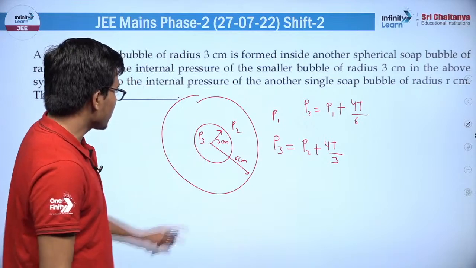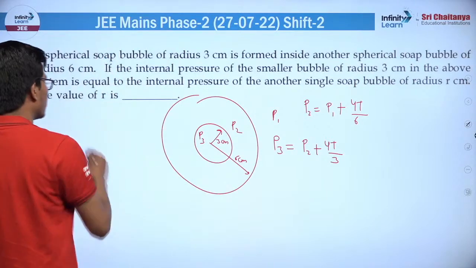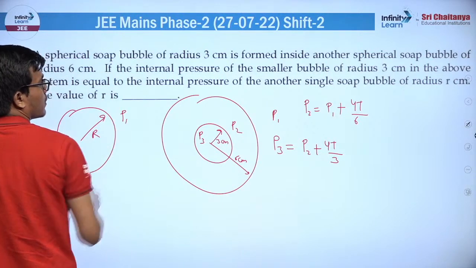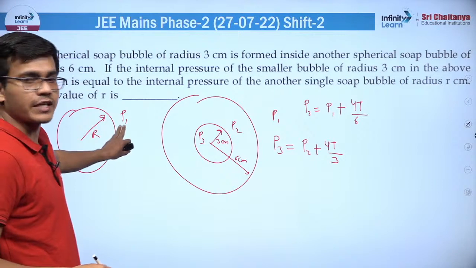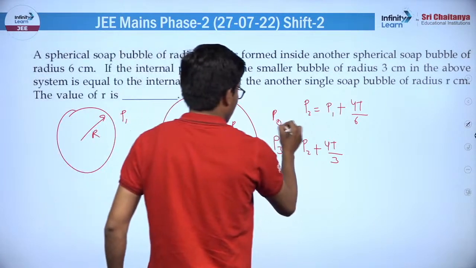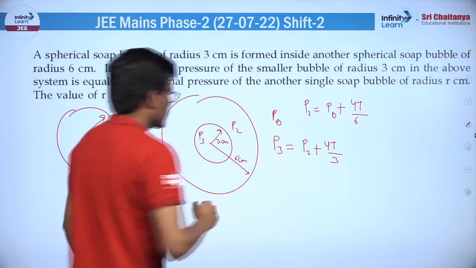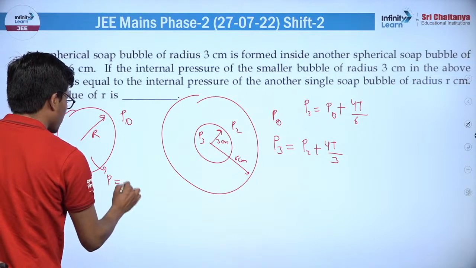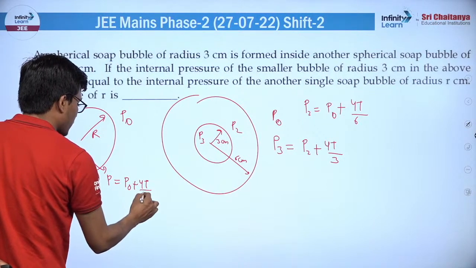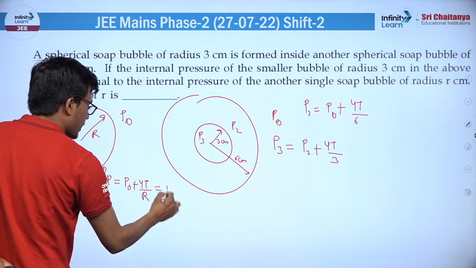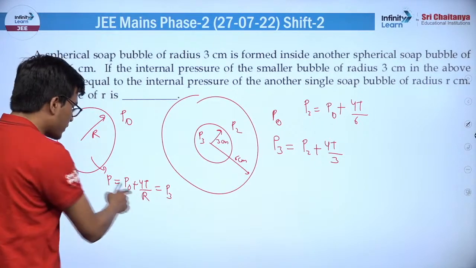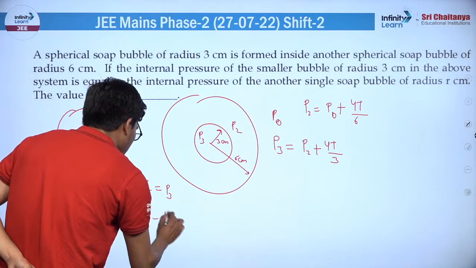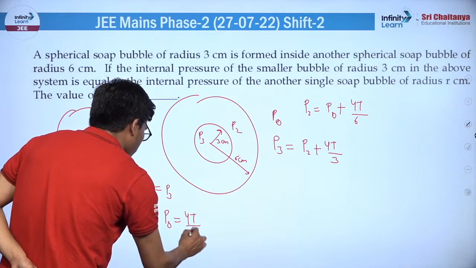Now the question says that this P3 is actually equal to the pressure in another bubble of radius R, which is placed in the atmosphere at P0. You can write this as P0 also, not a problem. Atmospheric pressure is outside, so what will be the inside pressure? P0 plus 4T by R. Now the question says that this P is actually equal to P3, so find the value of this capital R. So from here I can write that P3 minus P0 is equal to 4T by R.